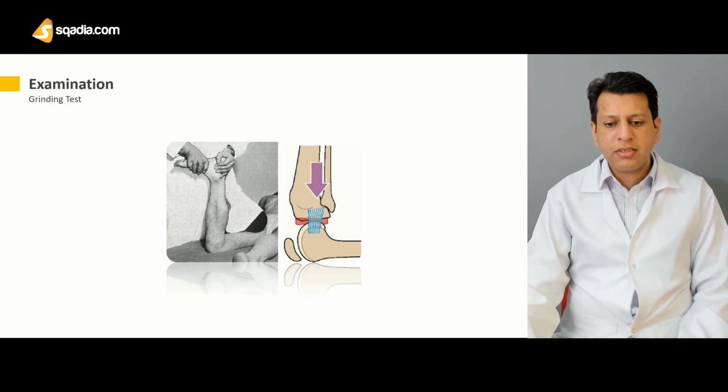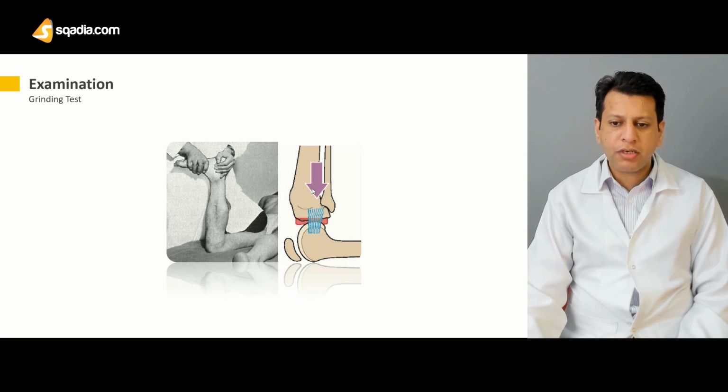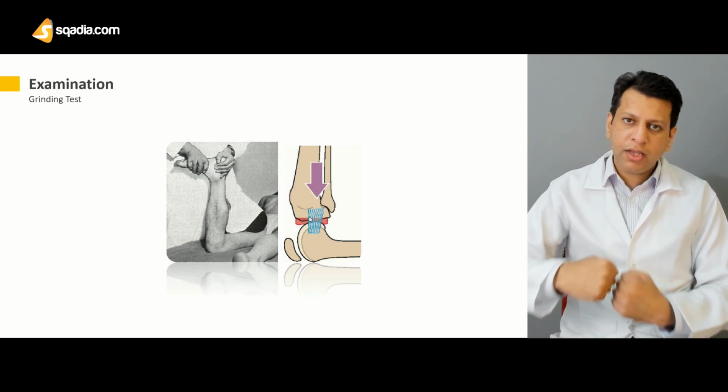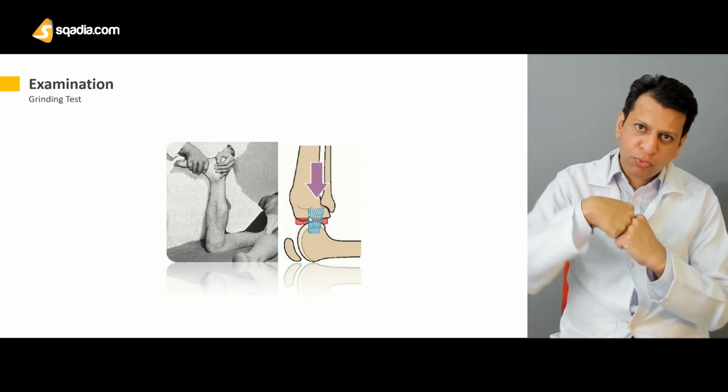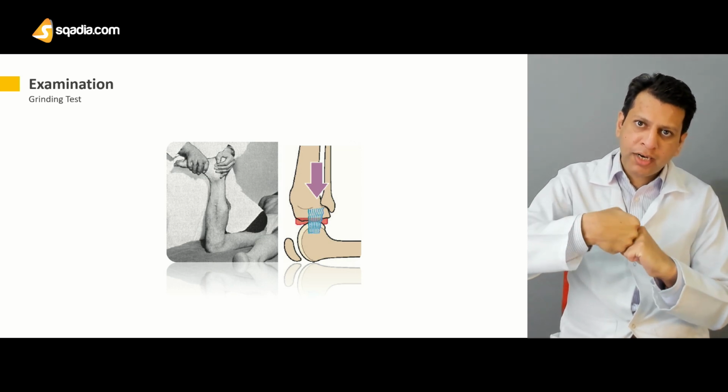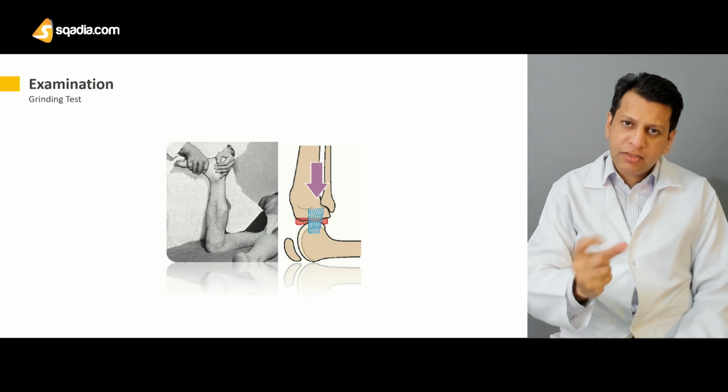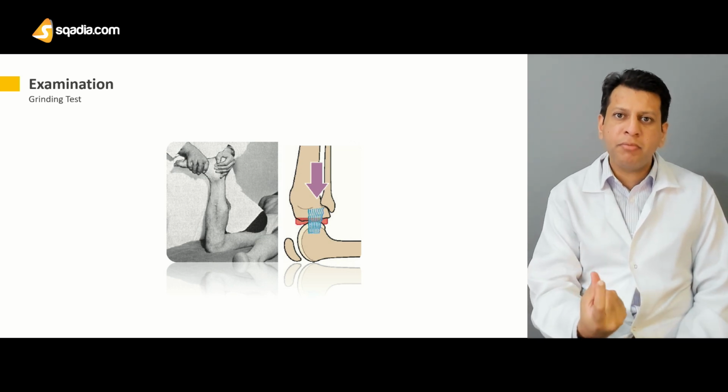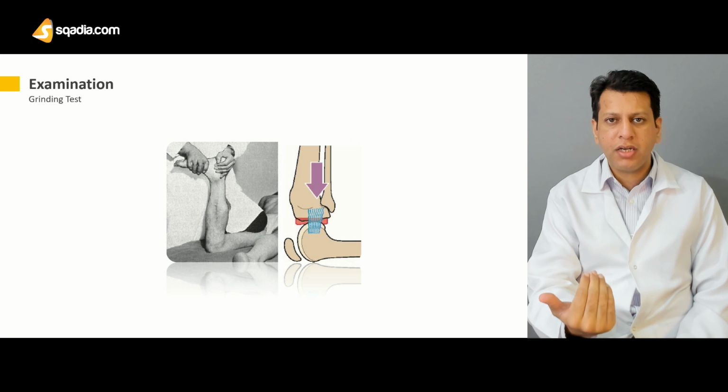One way of doing it is that the patient is lying prone. If you see it over here, the patient is lying prone. The examiner's leg is on the posterior aspect of the thigh, therefore the patient cannot lift this leg, and the examiner is pushing downwards, which can be appreciated over here. Therefore, it is called grinding, when you push downward and then you rotate internally and externally, as if the meniscus is grinding between the tibia and the femur.